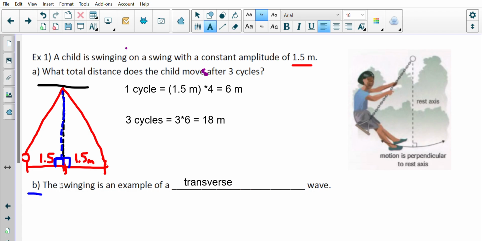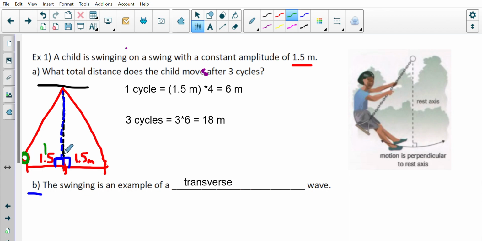Where did the 4 come from? Here's where it came from. It's when I'm marking the distance that this kid travels. If they start here in green, they travel 1.5 meters there to get to the rest position, another 1.5 meters to get fully out to the right here, a third time going 1.5 meters back to the rest position, and then a 4th time they'll travel 1.5 meters to get back to where they were.